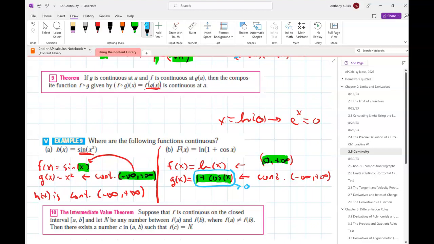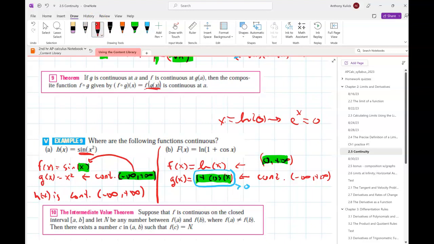So let me think about what the possible outputs of cosine are. Cosine's outputs are between -1 and 1, right? So the only place we're going to get into trouble is where cosine is equal to -1, because that would make the input for our natural log 0, which we know we can't take. So our function is going to be continuous everywhere except where cosine is equal to -1, which happens at pi as one example, and every 2 pi after that or before that.